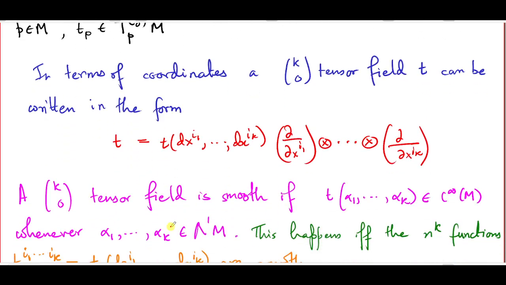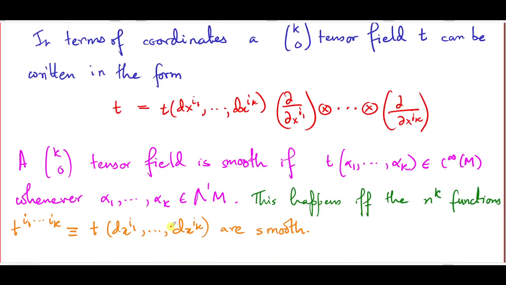Now, we call a k0 tensor field smooth if for all one forms alpha 1, alpha 2, up to alpha k, not just covectors but smooth covector fields, T(alpha 1, ..., alpha k) is a smooth function. This happens if and only if these n to the k functions, which we write as T^{i1...ik}, are smooth. Each and every one of them.